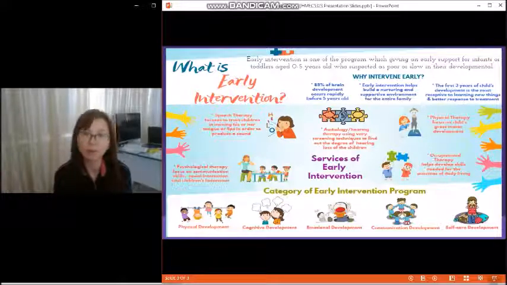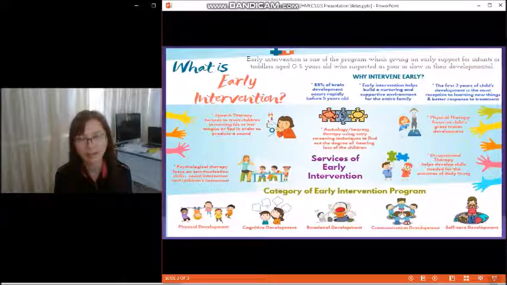Early intervention is categorized into 5 parts, which are physical development, cognitive development, emotional development, communication development, and self-care development. Physical development will focus on fine and gross motor skills and sensory skills such as walking or running. Cognitive development will focus on logical thinking, to see whether the children can understand the logic and think properly. It will focus on reading and writing.